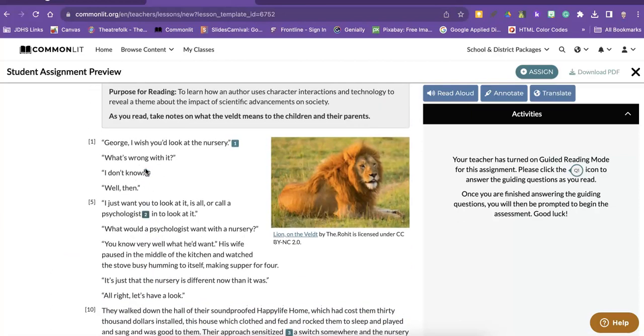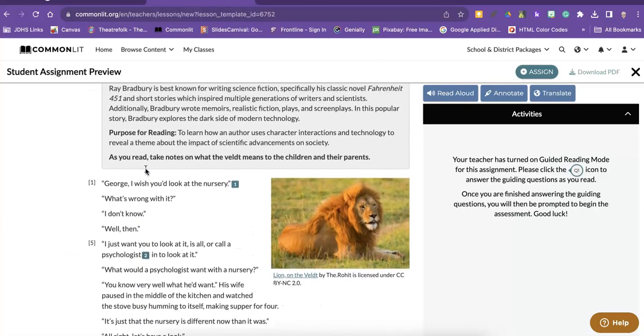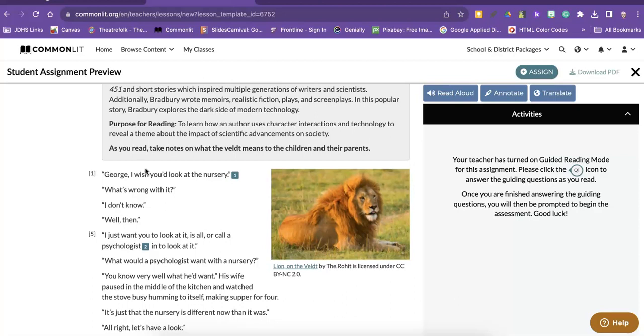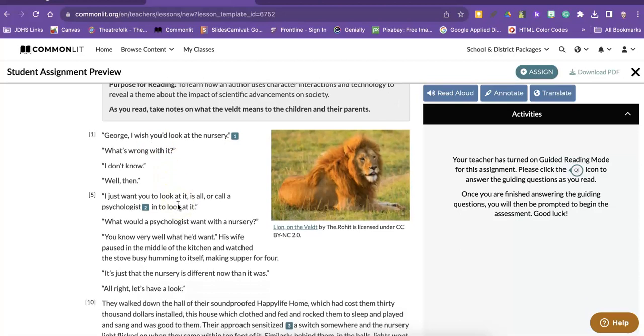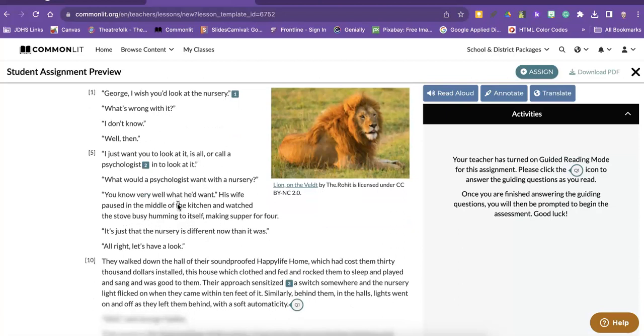So I'm going to show you what I expect you to do whenever you complete a Commonlit assignment for me. Even if you've done Commonlit before, I have certain expectations. And one of those is that you annotate the text that you read. You have to annotate at least 10 times if you want full credit for this assignment.